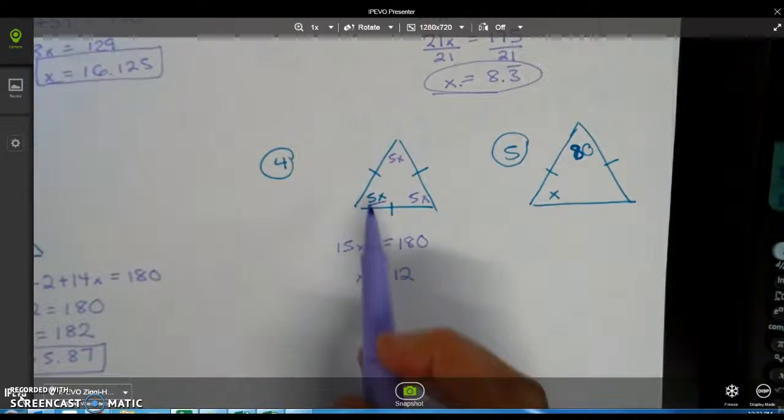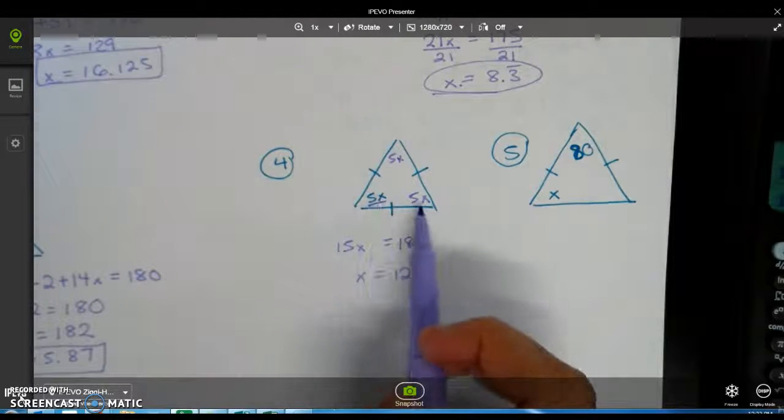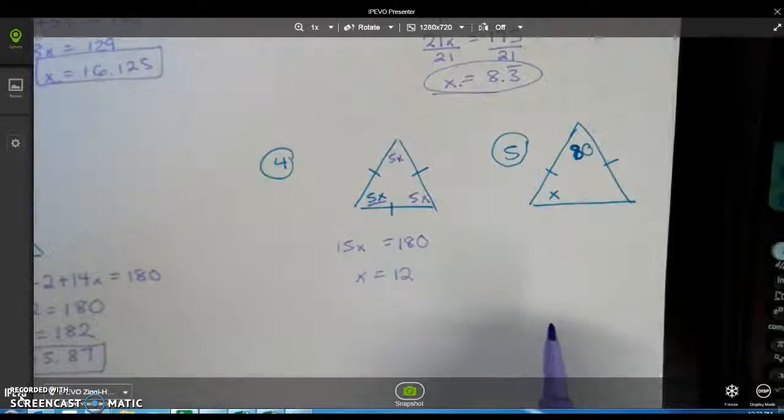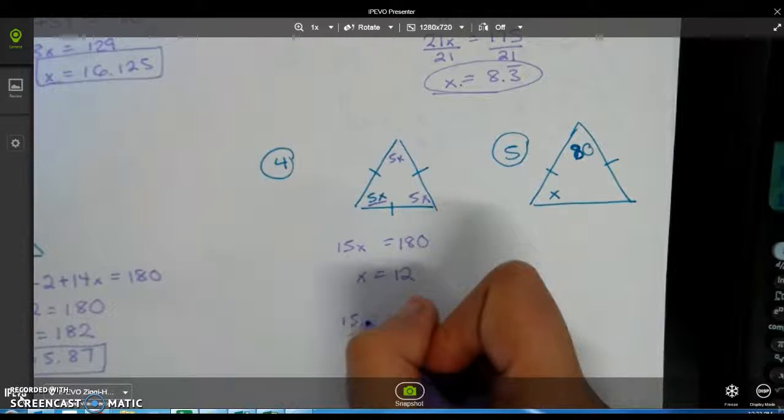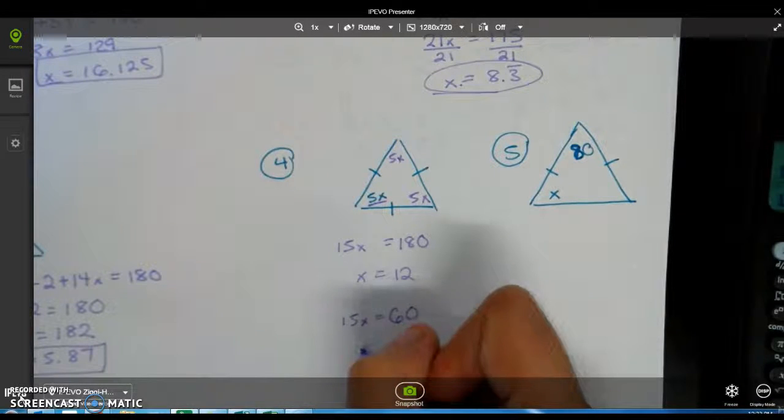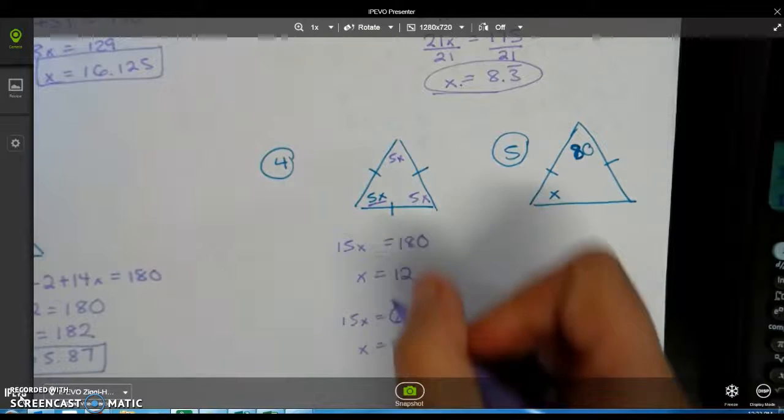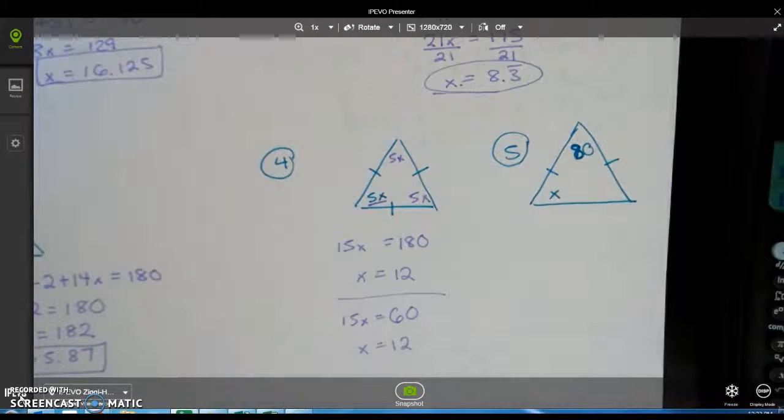If you know that all 3 of these are the same, right, I could also do the 180 divided by 3 is 60, so 15x equals 60. X equals 12 when I divide that as well. So either would work here, your choice.